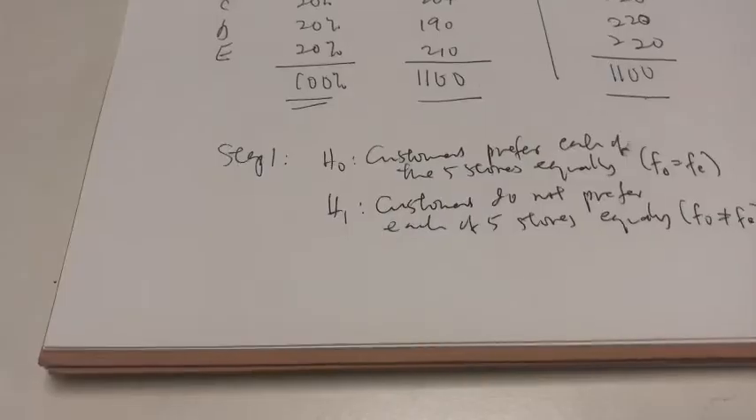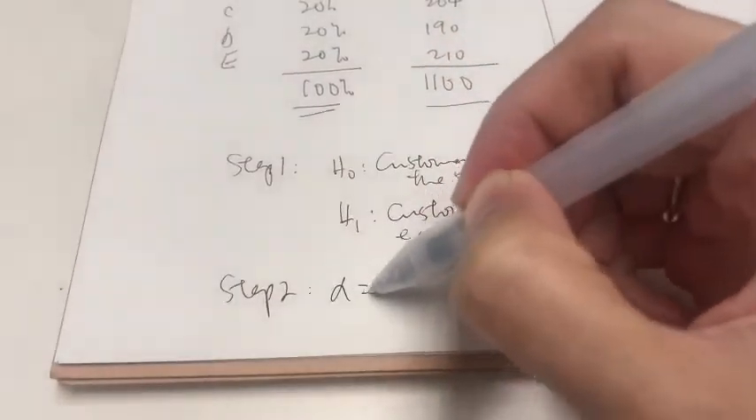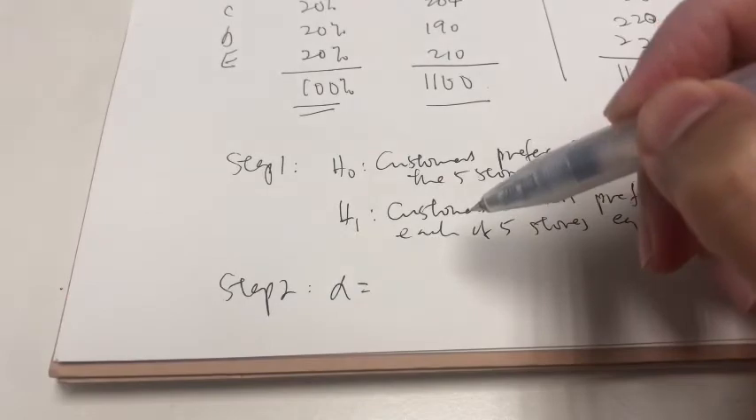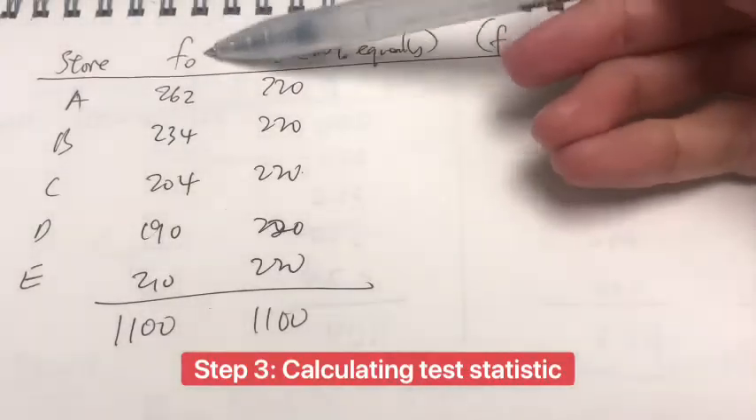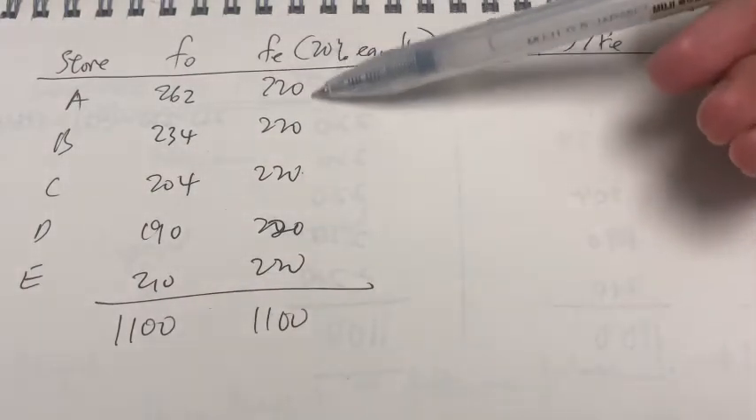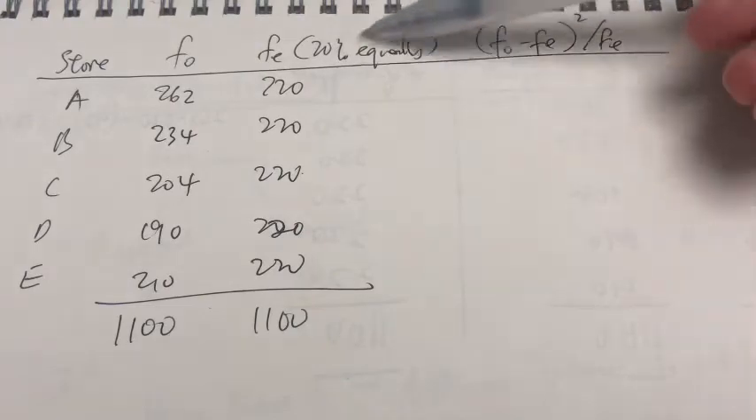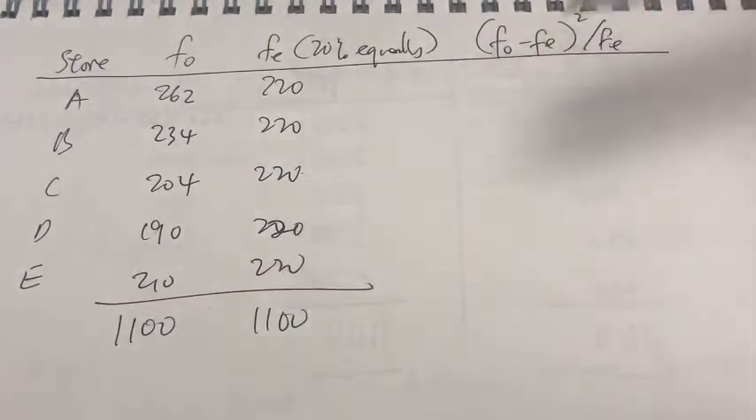Now, step 2 is very simple. We just want to write down what our alpha is. It's given in the question. Alpha is 5%. Okay, so here's the list of all of my observed frequencies, and here's the list of our expected frequencies, which are equally proportioned. See, the total here should be the same. So how do we calculate our test statistic? Let's look at it one by one.